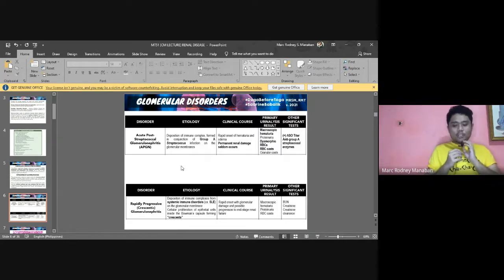For UA results, of course, primary pa lang. So you have macroscopic hematuria, proteinuria, and still RBC casts. And other significant tests, you have BUN, creatinine, and of course, creatinine clearance, because we mentioned that it can lead to possible renal failure. So we have to monitor the ability of the kidneys to filter, and kidney function test. So of course, we measure BUN, creatinine, and creatinine clearance.